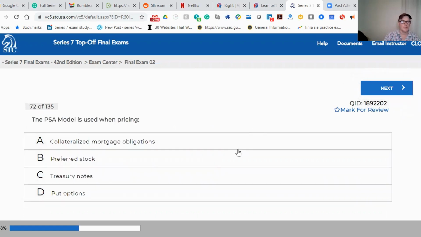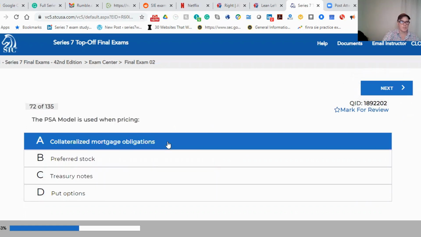The PSA model is used when pricing CMOs. That's just a thing you've got to remember. These other things make sense.